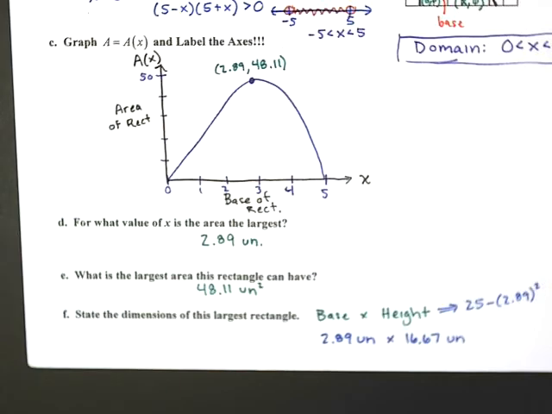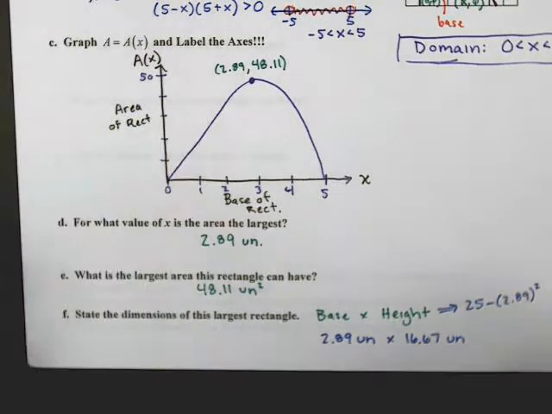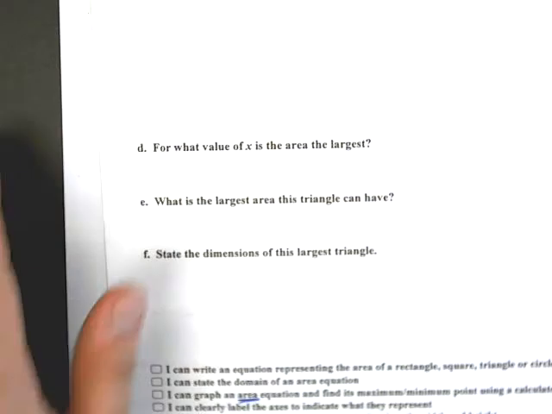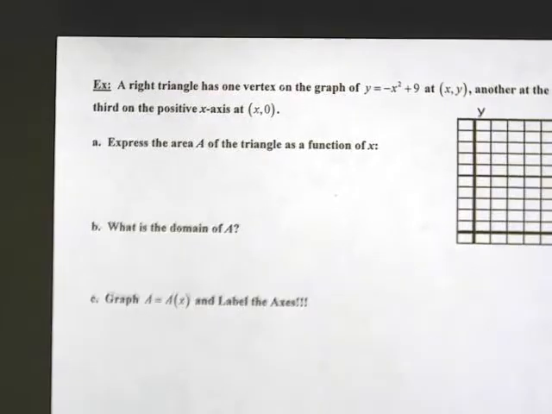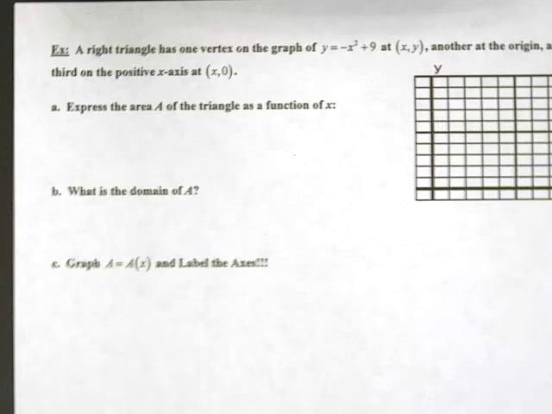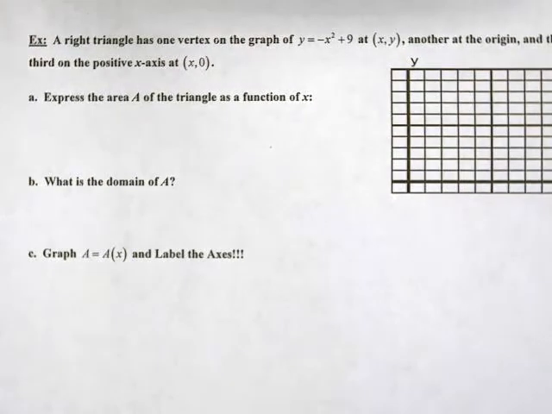And that is the dimension of our rectangle. Okay. Let's move on. We have a different shape on the next page. Same concepts, slightly different problem though. So now, if you notice, this is talking about a right triangle. We're talking about a triangle now.